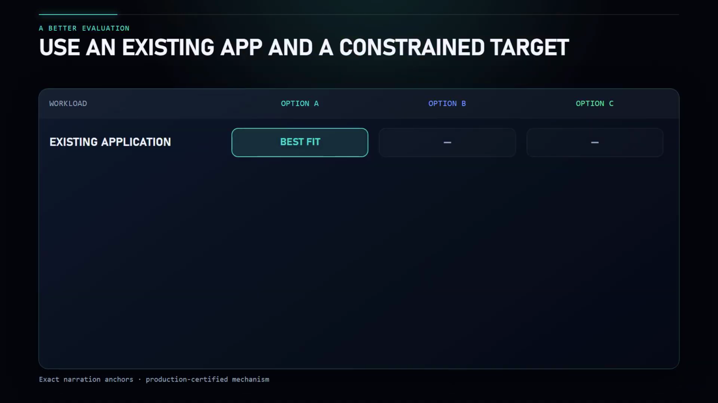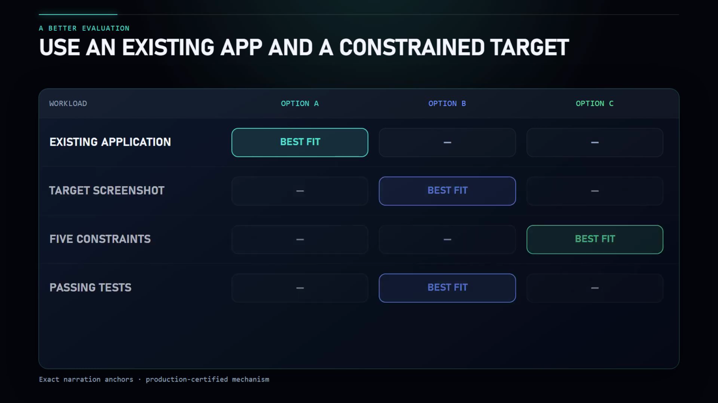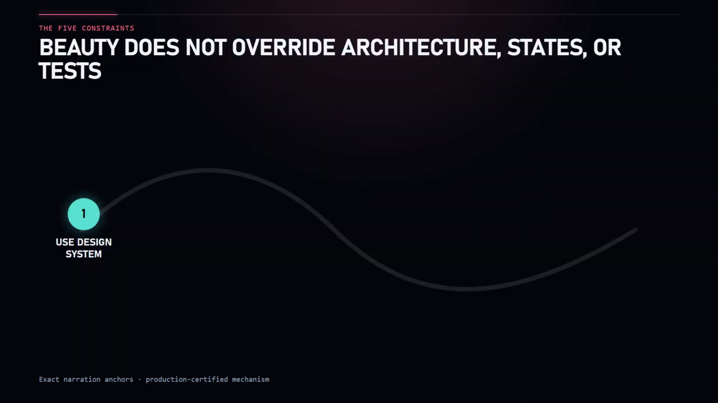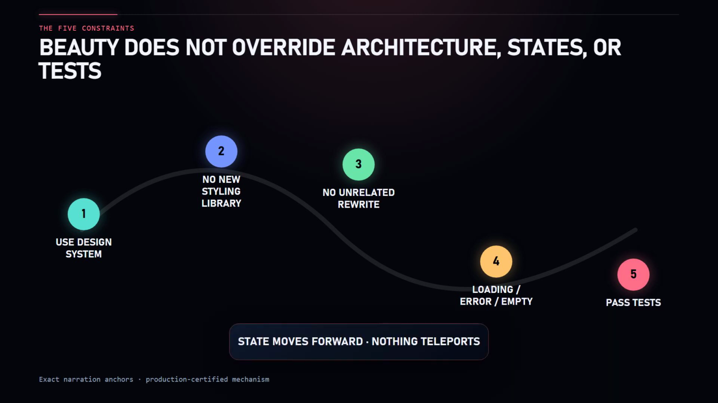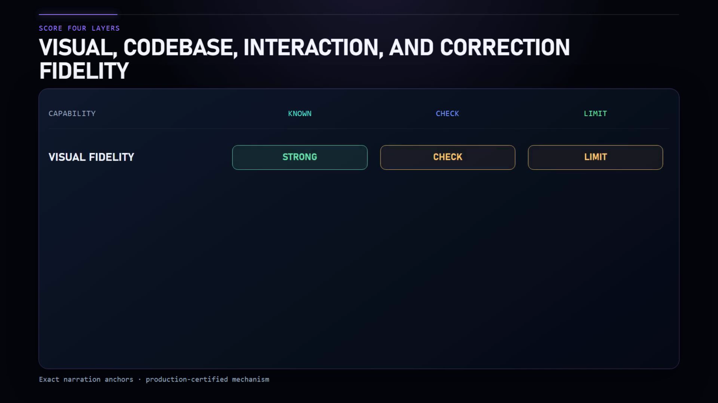So the correct way to evaluate K3 for front-end development is not "make a beautiful landing page." That prompt rewards visual novelty and hides engineering failure. Use an existing application. Give the model a target screenshot and 5 constraints. Use the existing design system. Do not add a styling library. Do not rewrite unrelated components. Support loading, error, and empty states. Pass the existing tests. Then score the result across 4 layers.